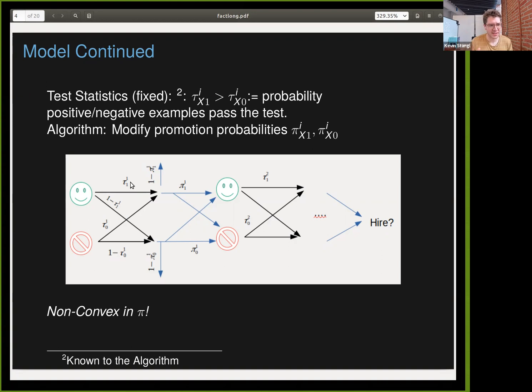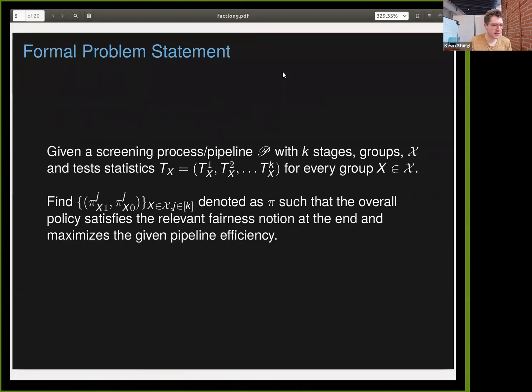And these test statistics are known, they're fixed, and they're known to the algorithm. It's like someone has taken and tested them on a population. And what the algorithm gets to do is modify these pies, how you get promoted through the pipeline in response to whether or not you pass the test.